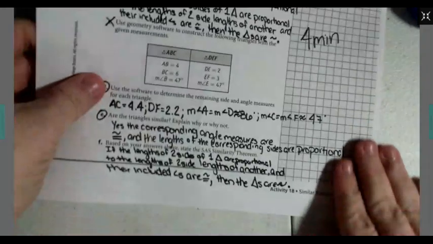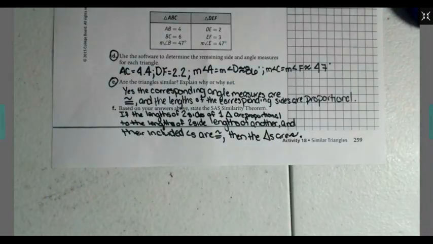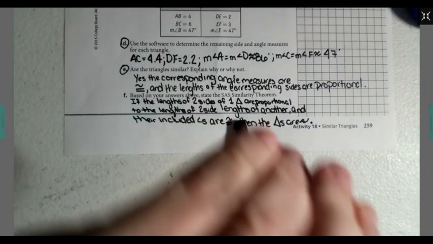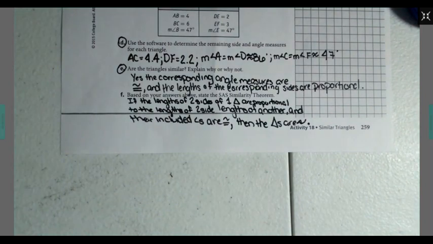Part F also asked us to, based on what we've seen, state the side angle side similarity theorem. So in B we're stating what we think it would say. Here we're actually stating what we have shown, which is that if the lengths of two sides of one triangle are proportional to the lengths of two sides of another triangle, and their included angles are congruent, then the triangles are indeed similar. On to your next set of questions.